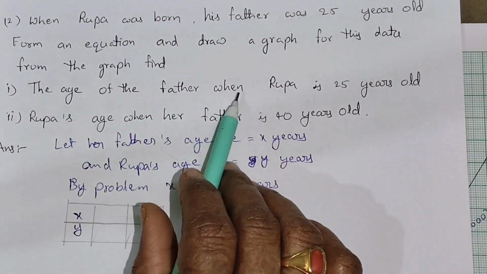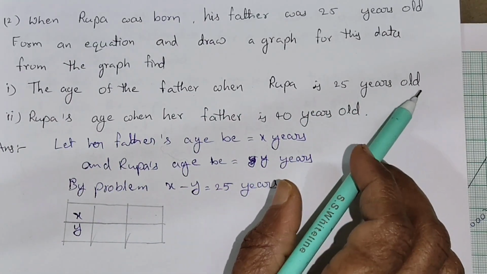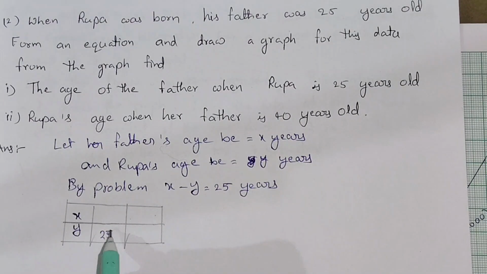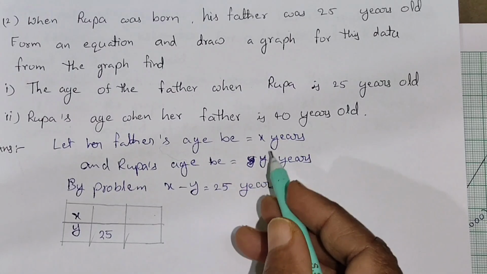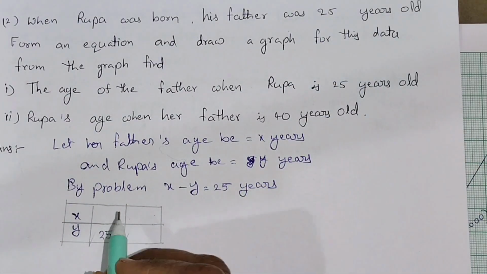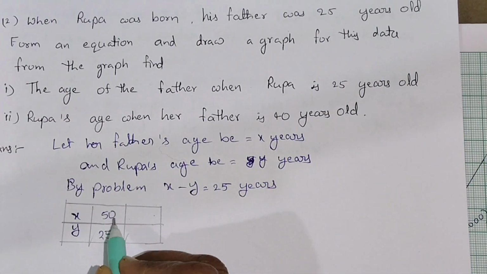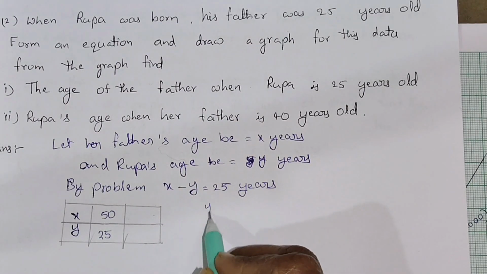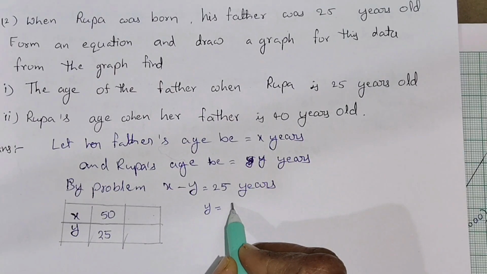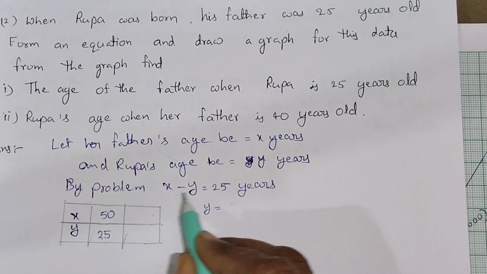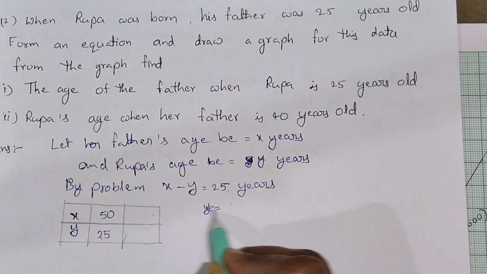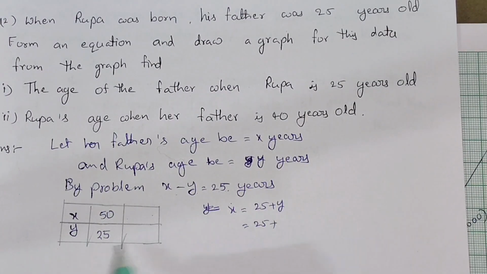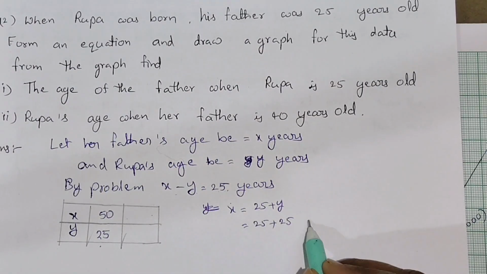First, the age of the father when Rupa is 25 years old. Here, Rupa's age y is equal to 25 years. She was born when her father was 25 years old, so 25 plus 25 means her father is 50 years. Since x minus y equals 25, x equals 25 plus y. Here y is Rupa's age, 25, so x equals 50.